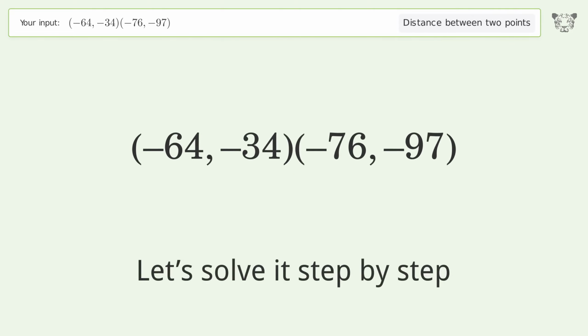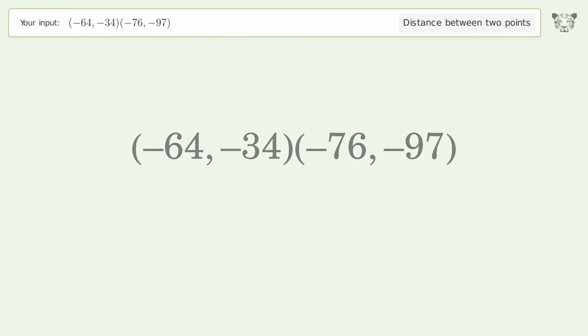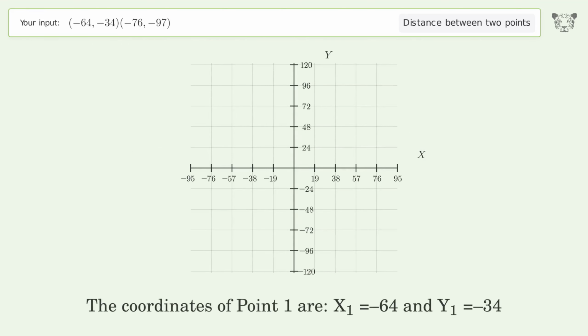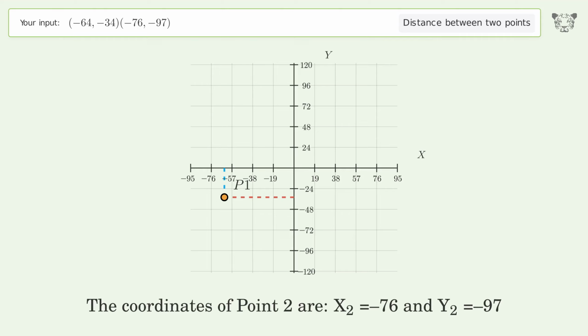Let's solve it step by step. Plot the 2 points and calculate the distance using the formula. The coordinates of point 1 are, x1 equals negative 64 and y1 equals negative 34. The coordinates of point 2 are, x2 equals negative 76 and y2 equals negative 97.